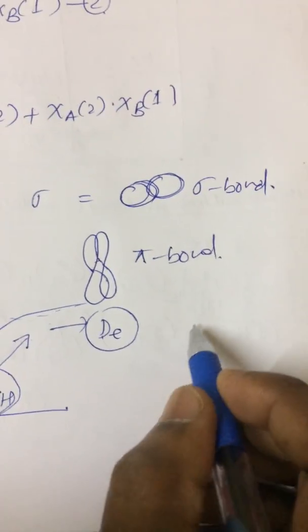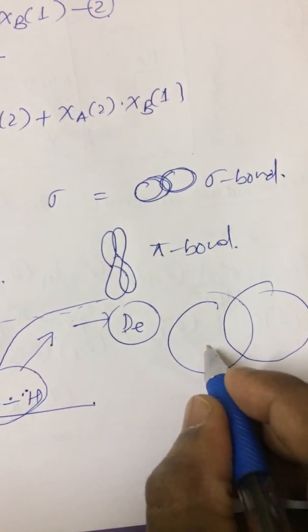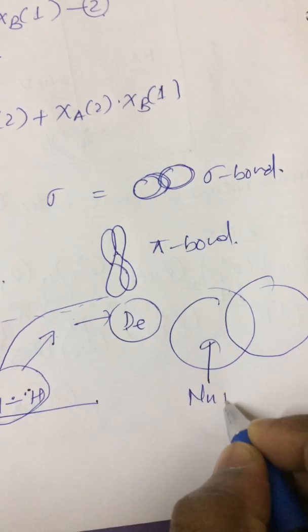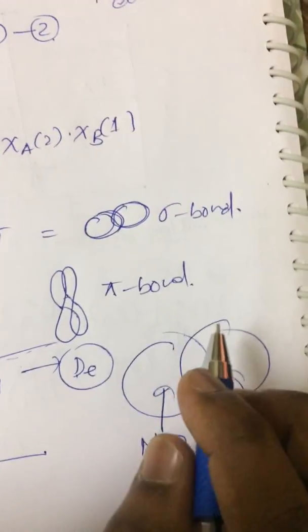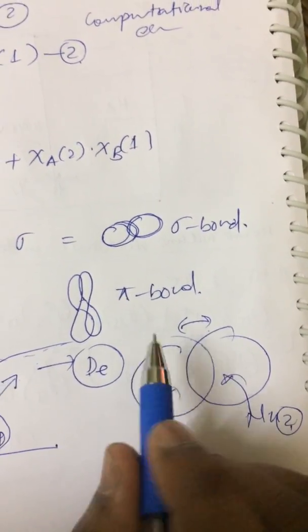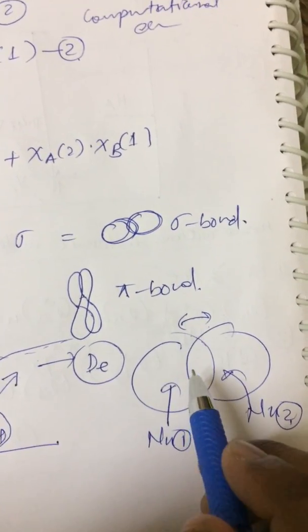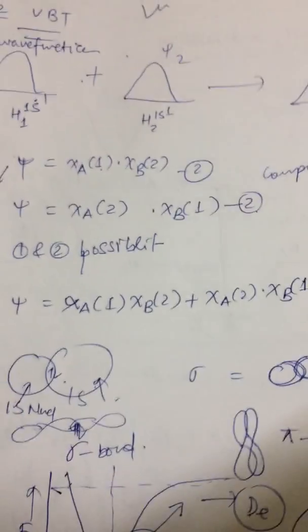So here we can also see, let's say this is nucleus 1, this is nucleus 2. When they repel each other, the energy will increase, the energy will go up. So this is how the potential energy of these molecules depends on internuclear distance.